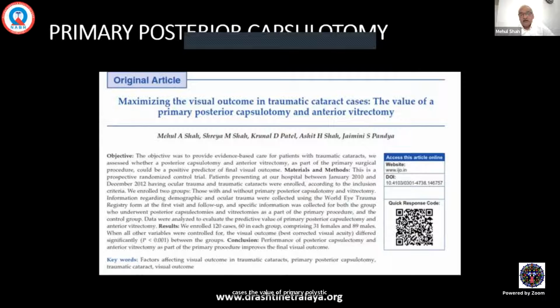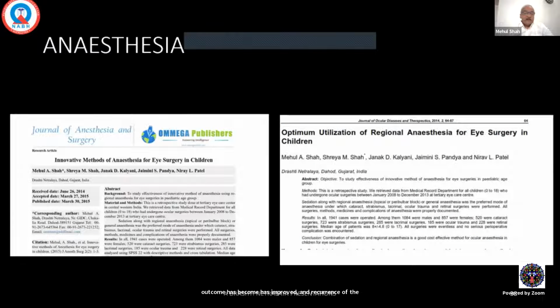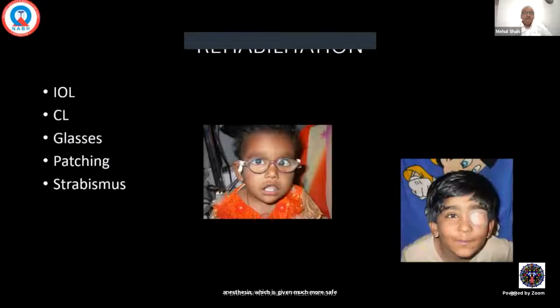When we did this step, our outcome improved, and recurrence of secondary cataract and secondary membrane was minimal. It is important which anesthesia we use in children, particularly for trauma. We published an article showing that combining general anesthesia with local, regional anesthesia gives much safer and easier anesthesia for ocular injuries.